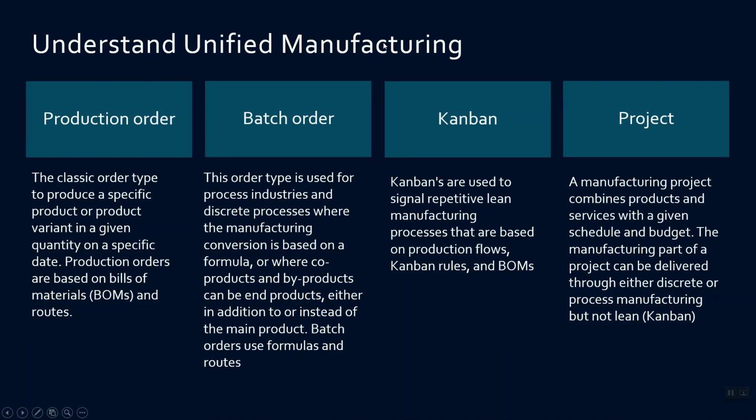Understand unified manufacturing. What is unified manufacturing? Unified manufacturing means a combination of production orders, which is discrete, used for discrete manufacturing, batch orders, which is used for process manufacturing, Kanban rules, and project. So if you use a combination of all these three or four, or two, or individual, this particular usage of orders in a single industry is called unified manufacturing.